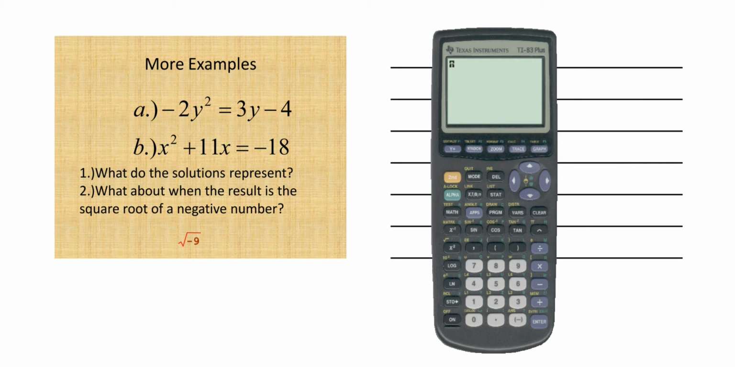If I go second, x squared gives me the option of square root. So second and the x squared on the left side, somewhere in the middle of your calculator. Putting negative, the negative at the very bottom next to your enter button, otherwise it'll give you an error. And then the 9. Close your parentheses. And what does our calculator tell us? Error, non-real result, or non-real answer.